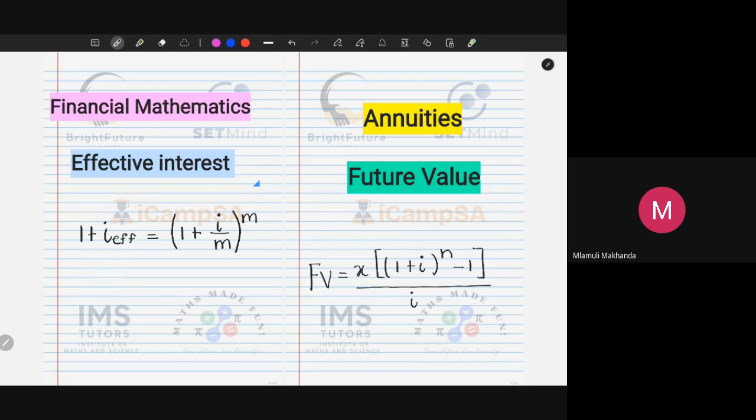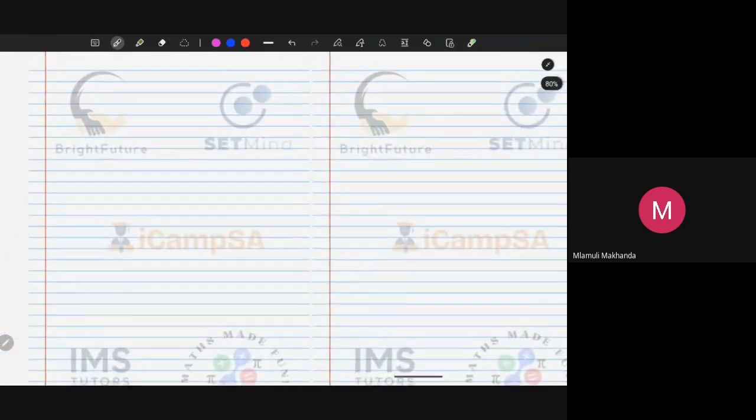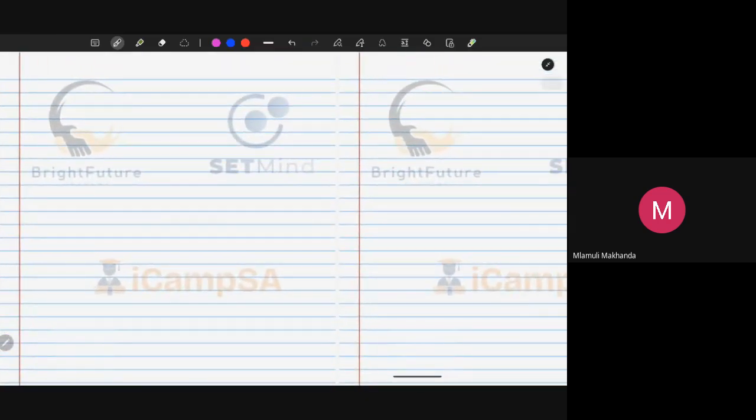So let us quickly start this session by looking at something that is called effective interest. We'll get into annuities, future value, a bit later. So there's an important formula which you need to remember whenever you see the word effective interest. You will see it in the exam or in questions, but let's quickly deal with that. Whenever you see the word effective interest, for the purposes of your subject, what should come to your mind is the formula below.